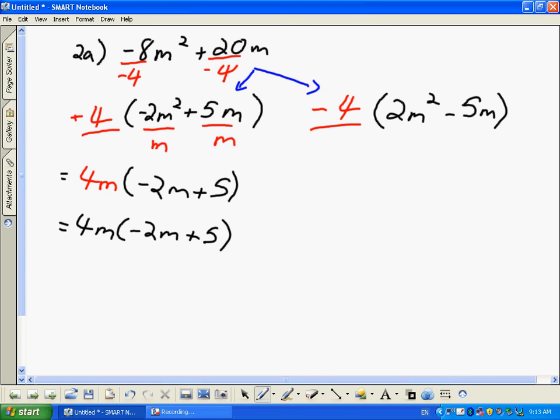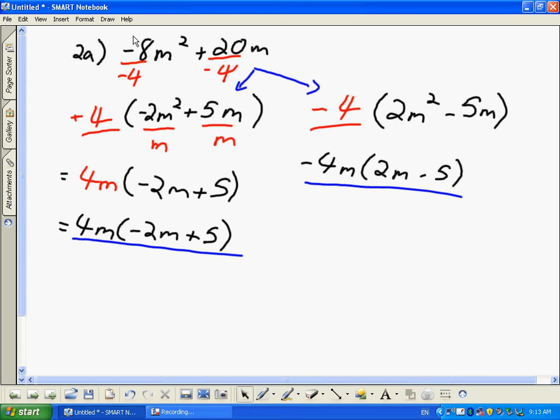On the other question, it would have looked like this. Either answer was acceptable, whichever way you did it. But you still would have had to take out a common term of 4m, whether it's negative or positive.